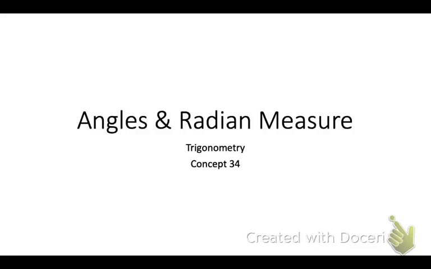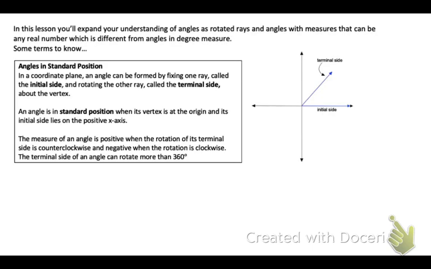Algebra 2, Concept 34, Angles and Radian Measure. So in this unit of trigonometry, we're going to expand your understanding of angles. Now, rather than just two rays floating and coming together, we're going to think in trigonometry of angles as a rotated ray, and angle measures that can be any real number. So that means positive and negative, which is different from angles in degree measure that you've looked at before.